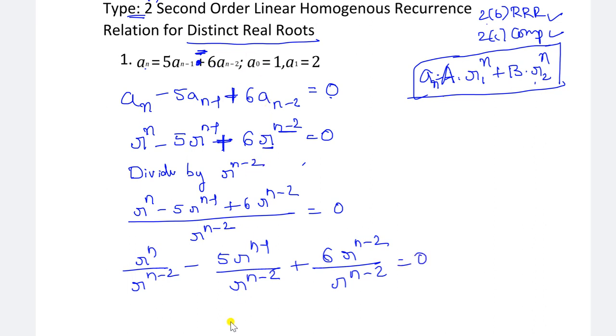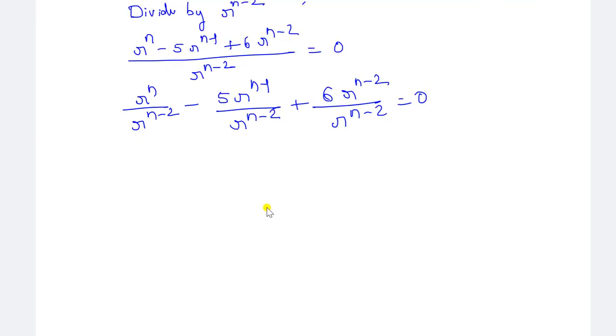Now you see here, a power m by a power n is a power m minus n. So that means here we will get r square, because n minus n plus 2. Then minus 5 into, by the same formula, r. Plus 6 into, so cancel this one because both the terms are equal. So plus 6 equal to 0, and find out the roots.